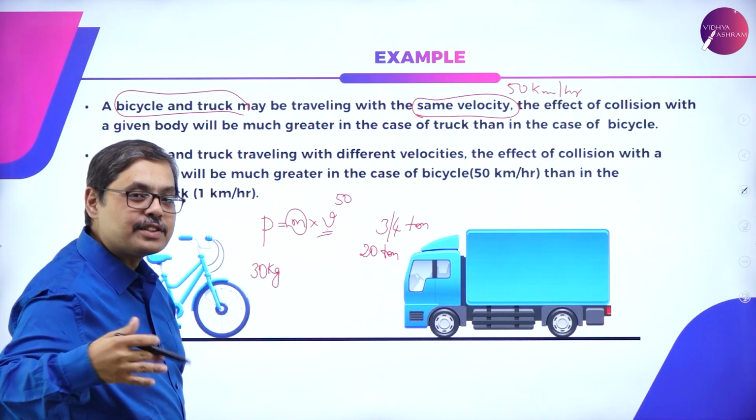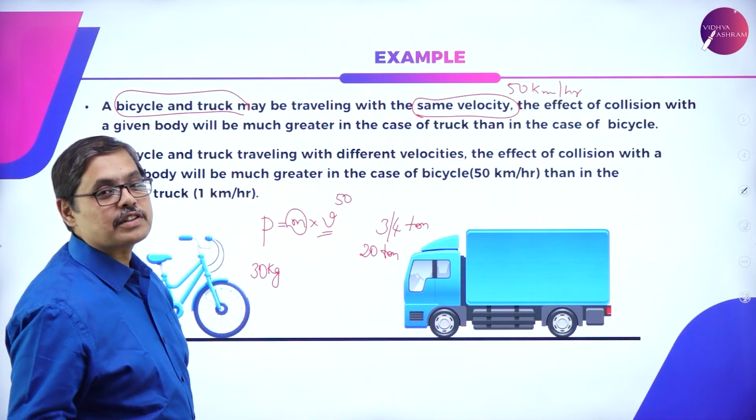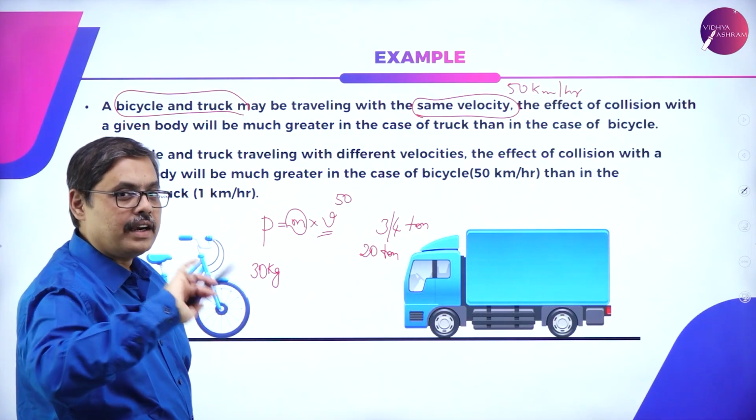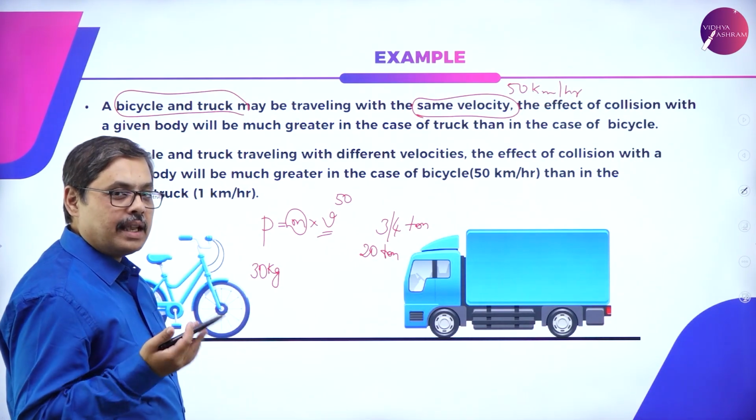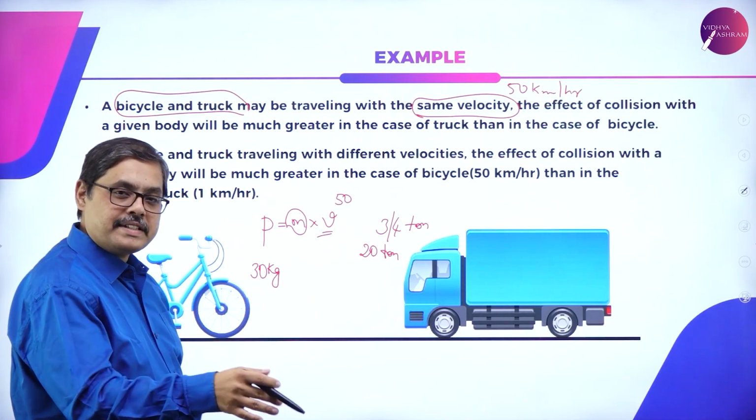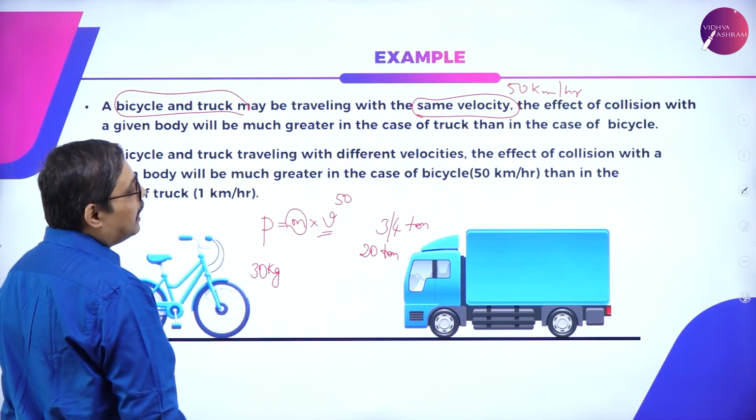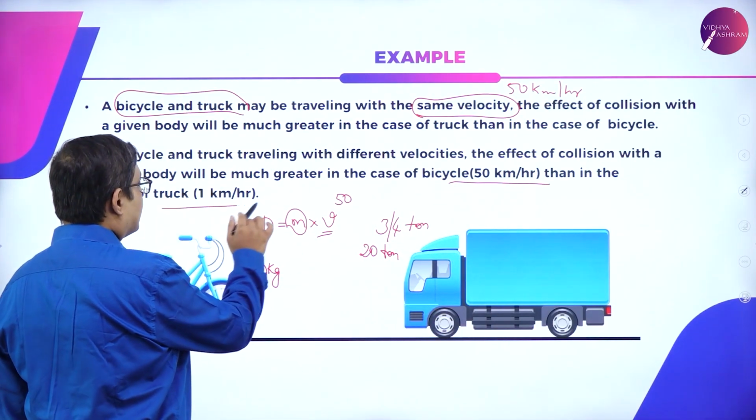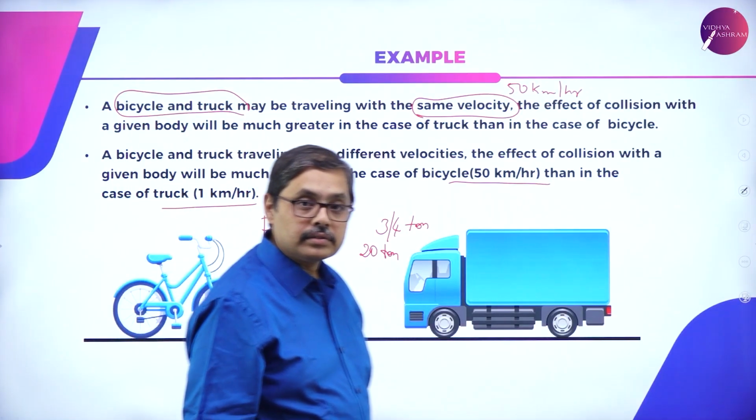So when the mass is more, the damage will be more in case of a collision. Okay. Now let us take the opposite example and try to understand the same. The same truck is coming, the same bicycle is coming. The bicycle is traveling at 50 km per hour, whereas the truck is traveling at 1 km per hour.